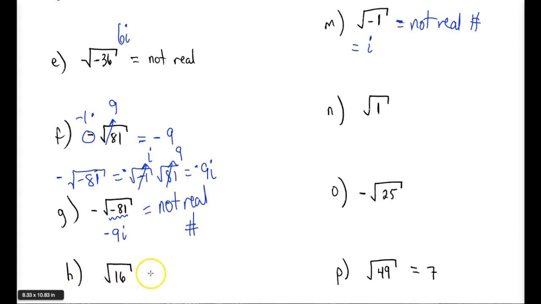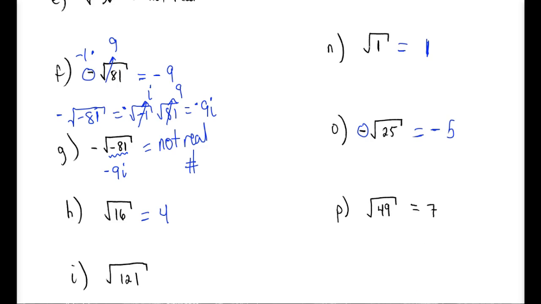All right, going back to H, we know that 4 times 4 is 16, so the square root of 16 is 4. We know that 1 times 1 is 1, so the square root of 1 is 1. And here again, we see that our negative is on the outside, so we'll just put that there. We know that the square root of 25 is just 5, because 5 times 5 is 25, and so our answer here is a negative 5. Similarly, we know that the square root of 49 is 7, because 7 times 7 is 49.